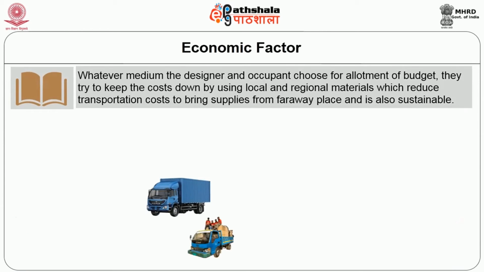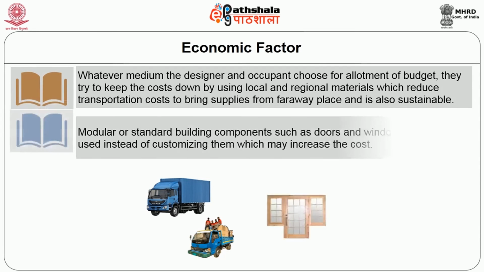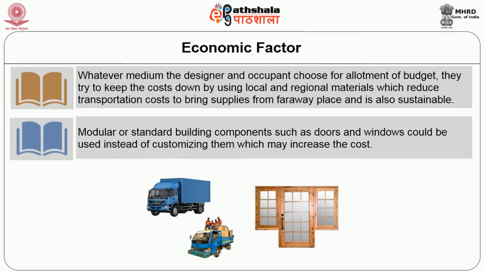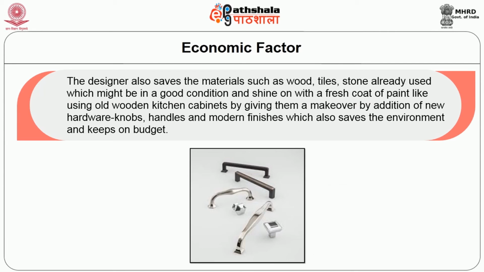Whatever medium the designer and occupant choose for allotment of budget, they try to keep the cost down by using local and regional materials, which reduce transportation costs to bring supplies from a faraway place and is also sustainable. Modular standard building components such as doors and windows could be used instead of customizing them, which may increase the cost. The designer also saves materials such as wood, tiles and stone already used, which might be in good condition and shine on a fresh coat of paint, like using old wooden kitchen cabinets by giving them a makeover with the addition of new hardware, knobs, handles and modern finishes, which also saves the environment and keeps on budget.